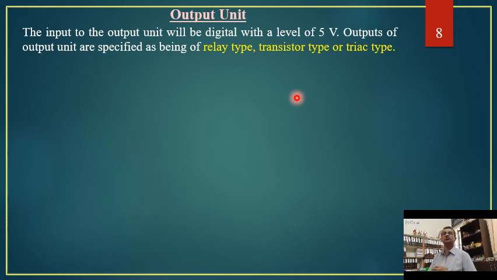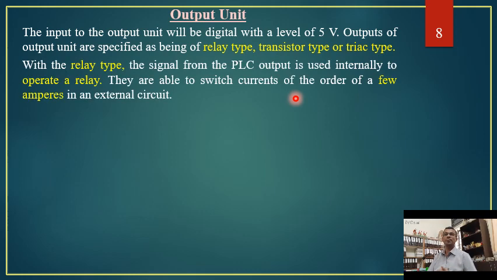Outputs of the output unit are specified as being a relay type. So the output of this output unit could be relay type, transistor type or triac type. Note that relay types are electromechanical devices, whereas transistor type and triac type are electronic devices. So relay type has its own advantages and disadvantages, so do transistor and triac types.